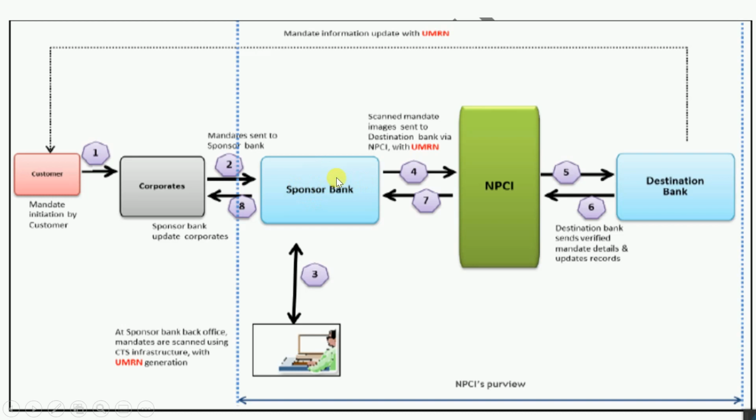So almost all the rules which apply to the ODFI and RDFI in the ACH system apply here as well. The sponsor bank also has the responsibility to keep the mandate secured and safe for a certain period of years as defined, and then also to check that all the details are filled in properly or not. And then the sponsor bank sends all the details to NPCI.